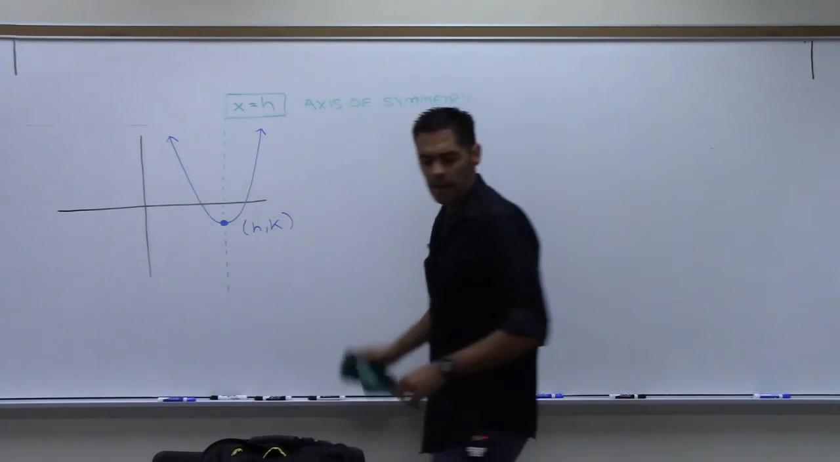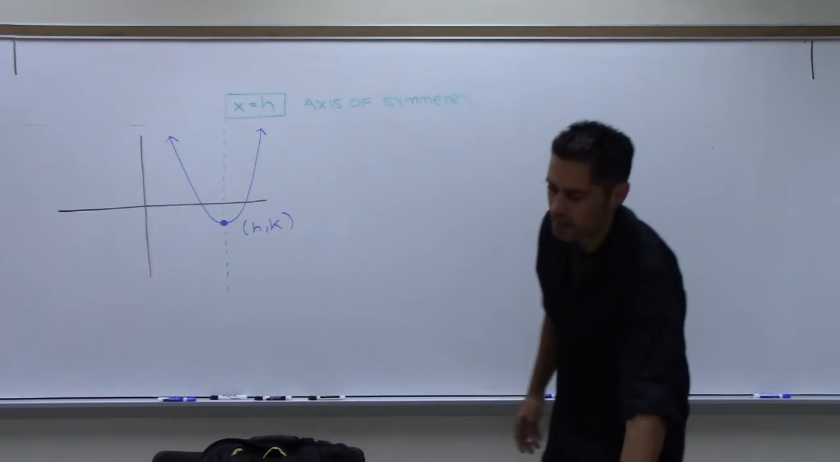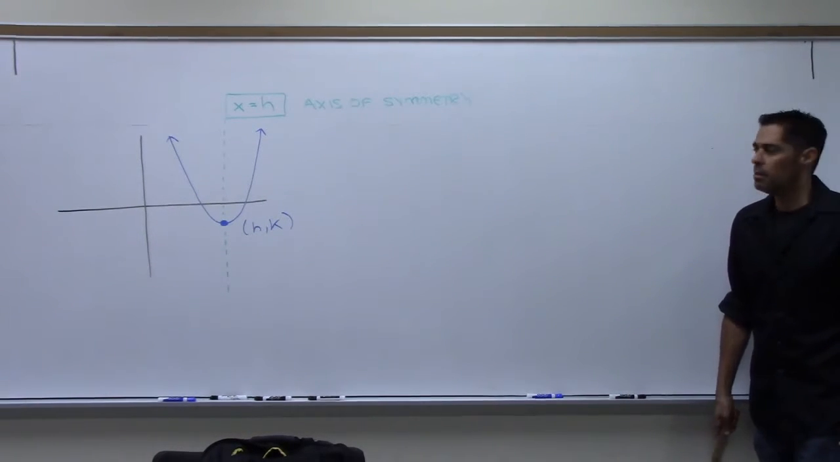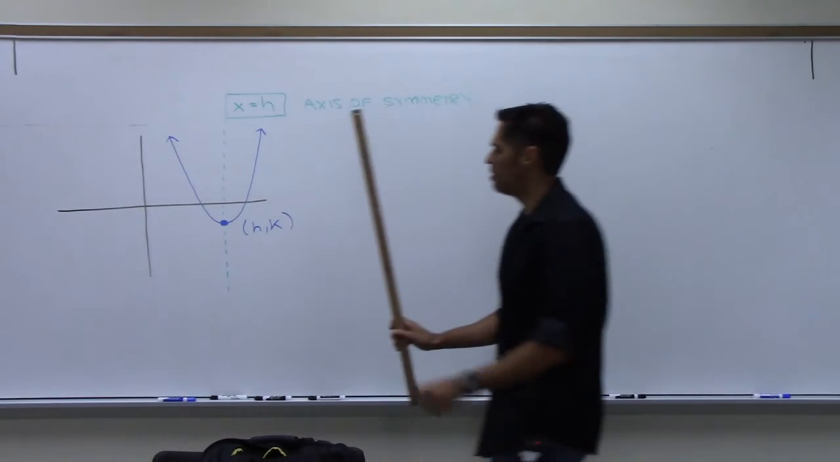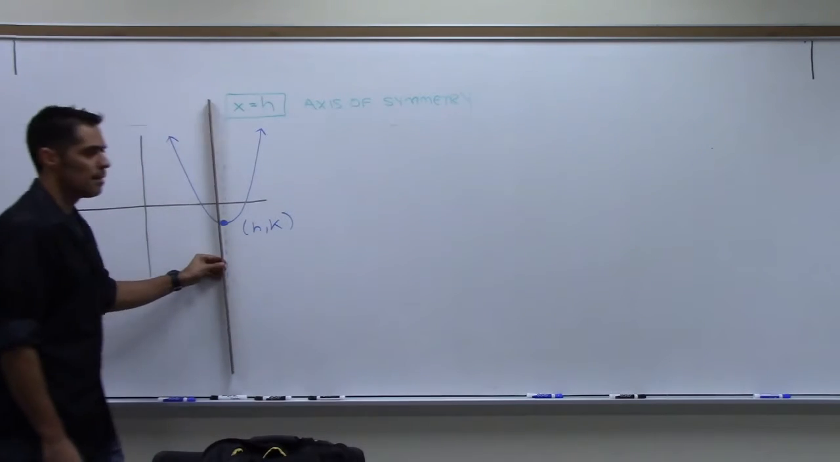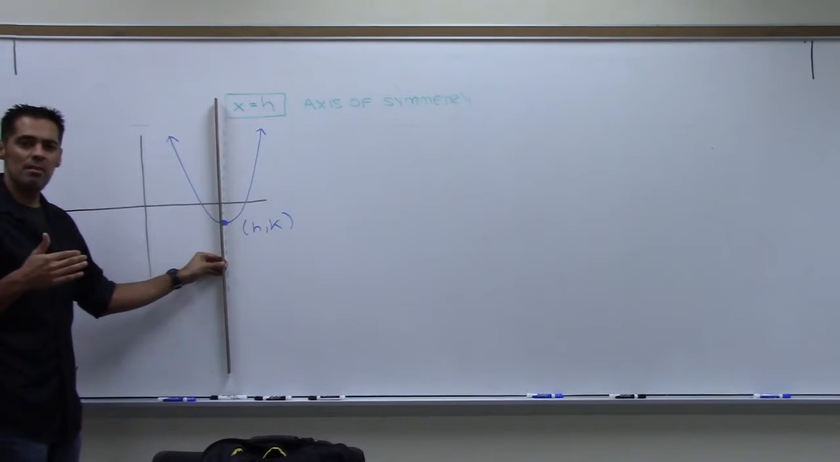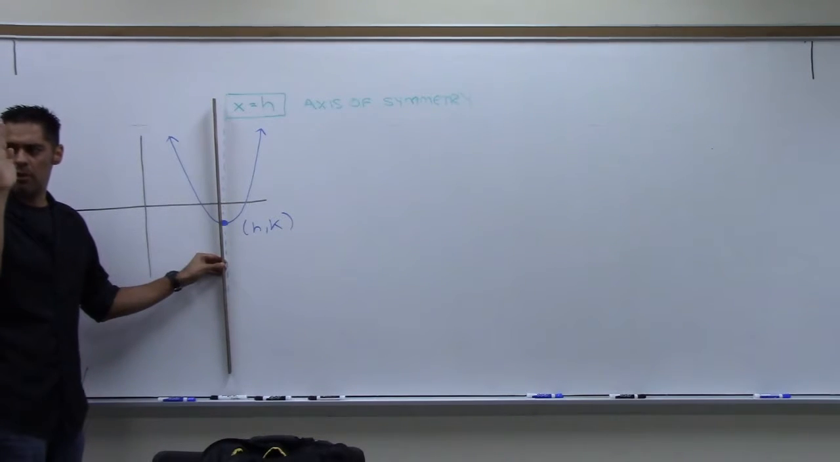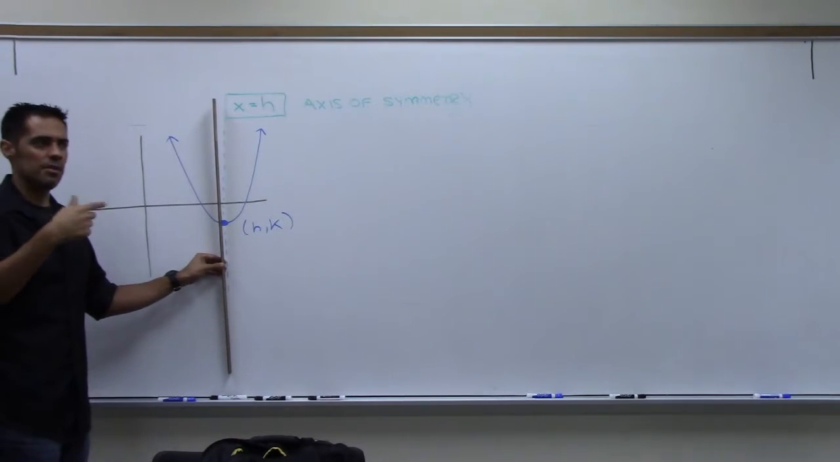In your homework, when you're asked to graph these problems, they're going to ask you for the axis of symmetry. And there's not a whole lot to it. Remember I said it was this dotted line that goes like this? And if you remember when we were talking about lines, vertical lines had undefined slopes. So we had a special equation for a vertical line. It was x equals a number.